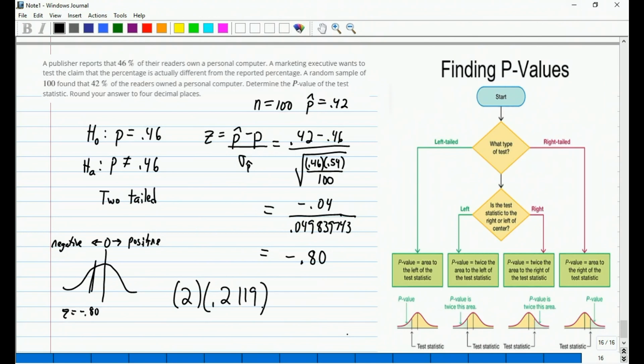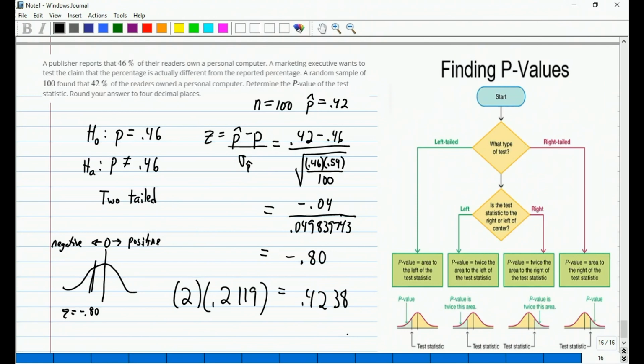I said my age, I meant my mind. That's how bad it is. All right, so multiply that in the calculator. And I got 0.4238. So that's my p-value. 0.4238.